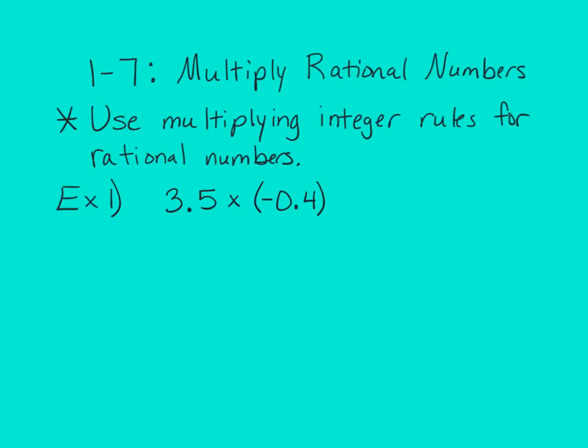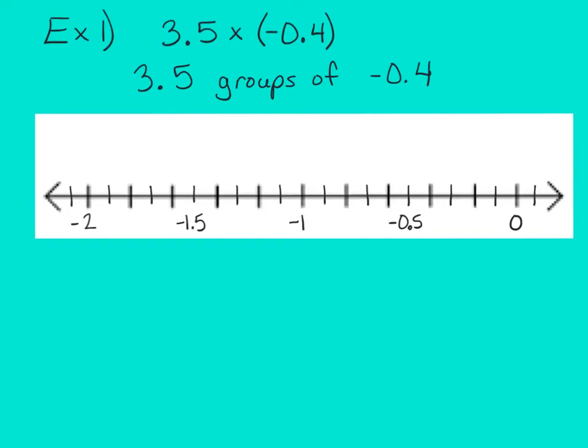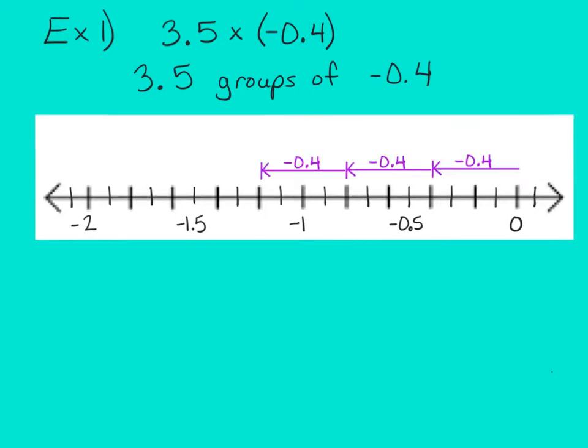Example 1, we have 3.5 times negative 0.4. This means we have 3.5 groups of negative 0.4. And we could look at this on a number line. Since I'm using tenths, I've broken my number line down into counting by tenths. So now I have 3 groups of negative 0.4.